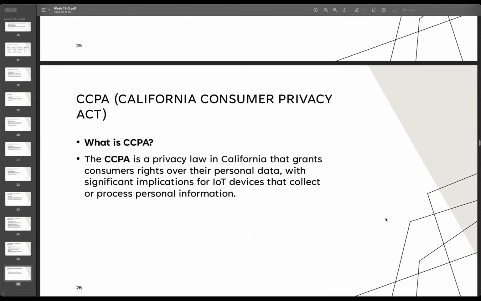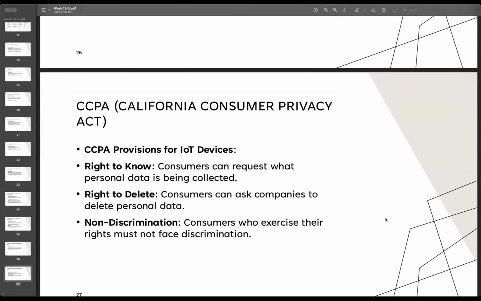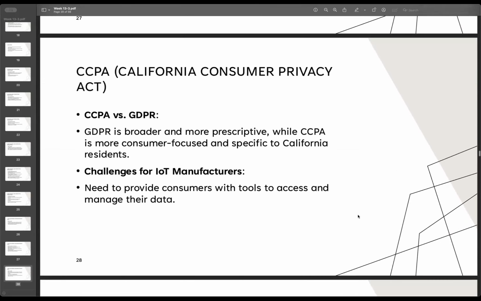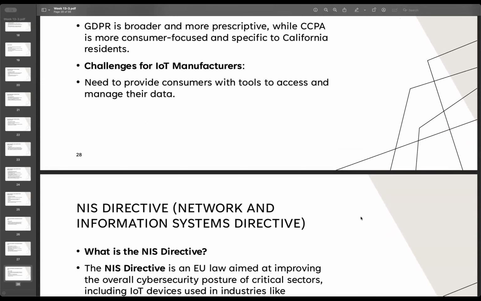Then there's the CCPA, the California Consumer Privacy Act. This is the privacy law in California. It grants consumers rights over their personal data: the right to know, to delete, and to non-discrimination. So consumers can exercise their rights and must not face discrimination. So you just need to have some idea. You don't have to memorize all this, just know the differences.